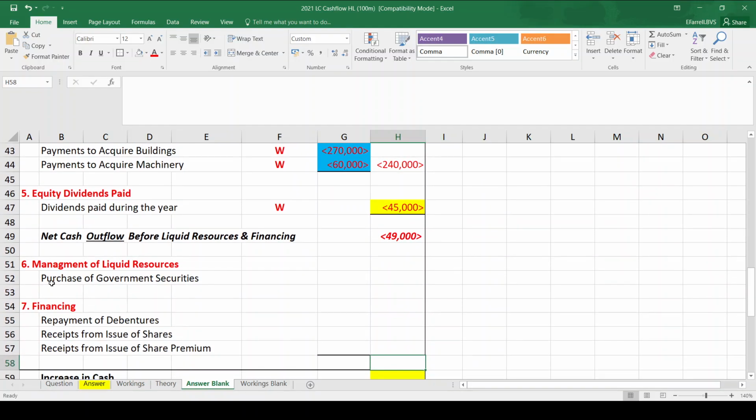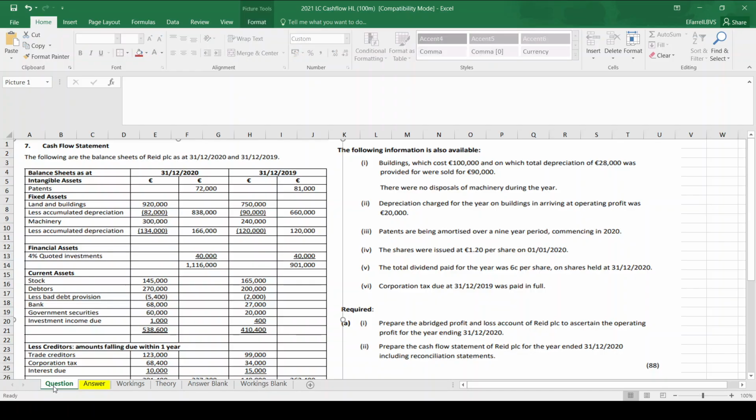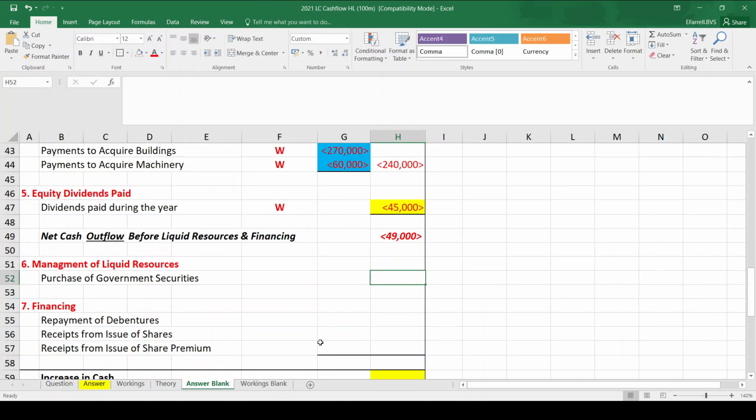Liquid resources and financing are just headings 6 and 7. What goes under management of liquid resources is the purchase of government securities, and that is going to be a negative figure because we paid money to purchase them. Government securities have gone from 20 to 60, which is 40,000. So that is going to be a minus 40,000, because we paid 40,000 to purchase government securities.